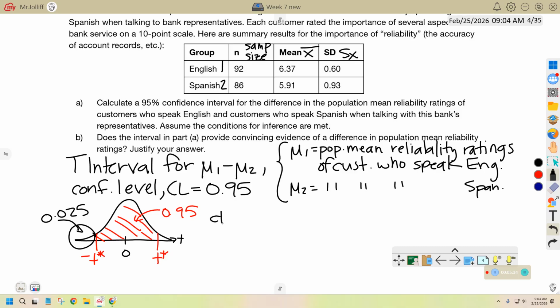So df1 and df2. So what is the degrees of freedom for sample 1? 91. Degrees of freedom for sample 2? 85. Which one are we going to use? Lower one. Very good. 85. So 0.025, 85. That information is going to give me my critical t-star.